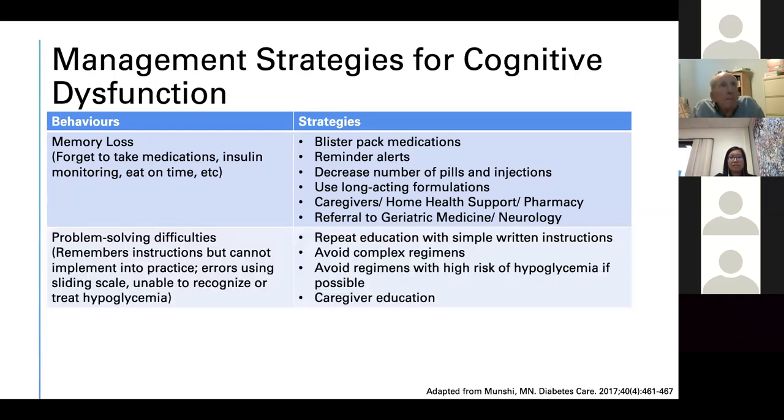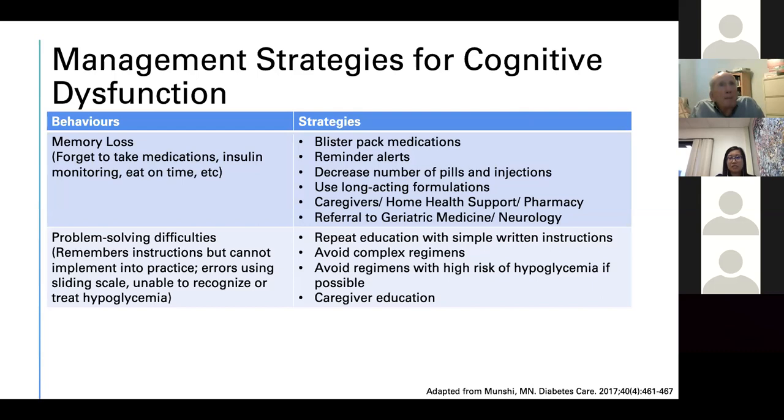If the patient has problem-solving difficulties, like I mentioned before, remembering instructions but they can't implement it into practice, I find it very helpful to provide repeated education with simple written instructions. Avoid complex insulin regimens, avoid high risk of hypoglycemia if possible. And provide the caregiver with education and support.